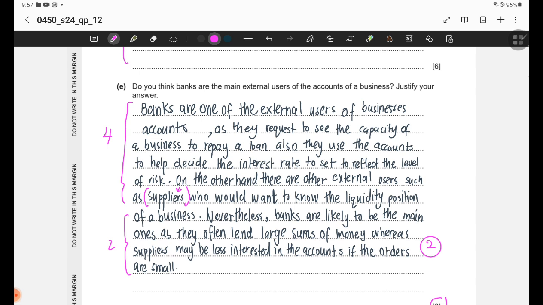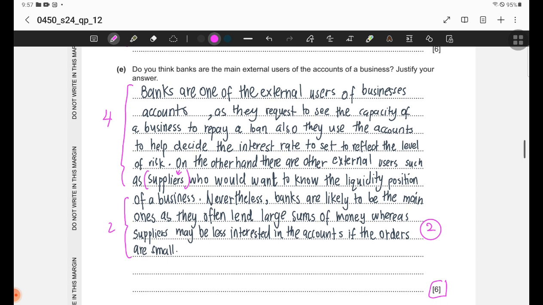So let's look at this here. Why do banks use the accounts of a business? Banks are one of the external users of business accounts as they request to see the capacity of a business to repay. This is most likely always going to be your answer, whether it's for the bank or suppliers or trade payables or government. They're all the same. This is the main reason why they would check your accounts. Another reason, for the bank case, is to repay a loan that they would give the business. Also, they would use the accounts to help decide on the interest rate to reflect the level of risk. Each business would have a different interest rate, and it all depends on their accounts.